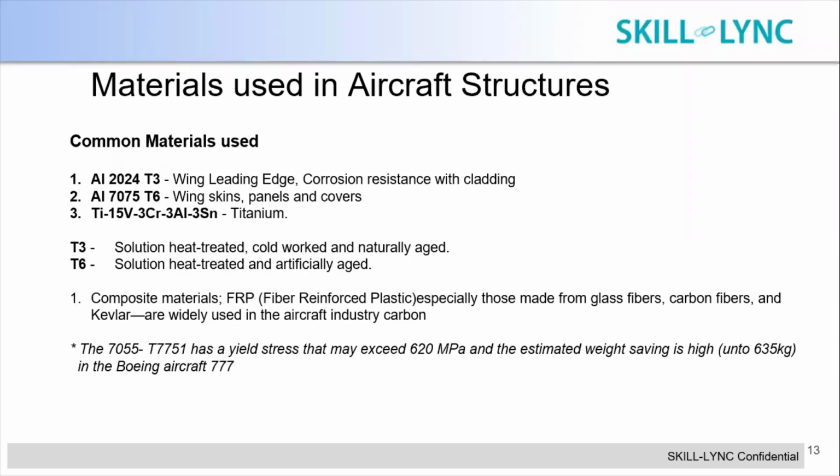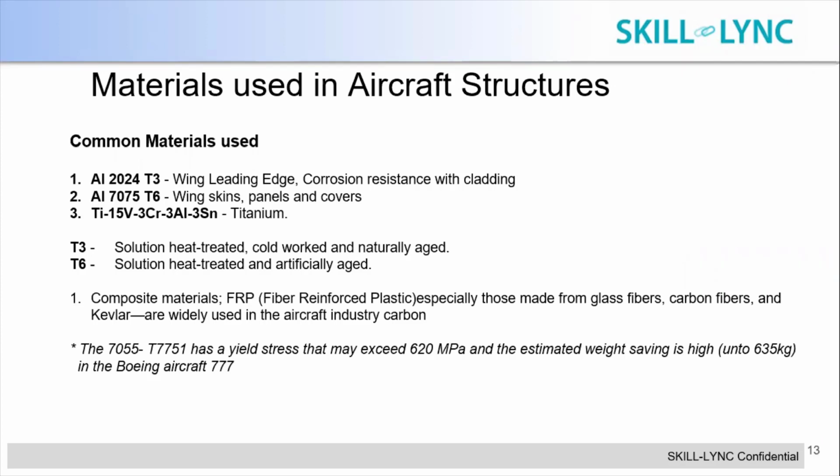And the other common material is aluminum alloy 7075 T6. All these aluminum materials we use have their own designated alloy combinations, and they are also specified with the conditions of the material, usually T3 or T6. The second material, aluminum 7075 T6, is used for wing skins, panels, and covers, right? And the condition is solution heat treated and artificially aged.